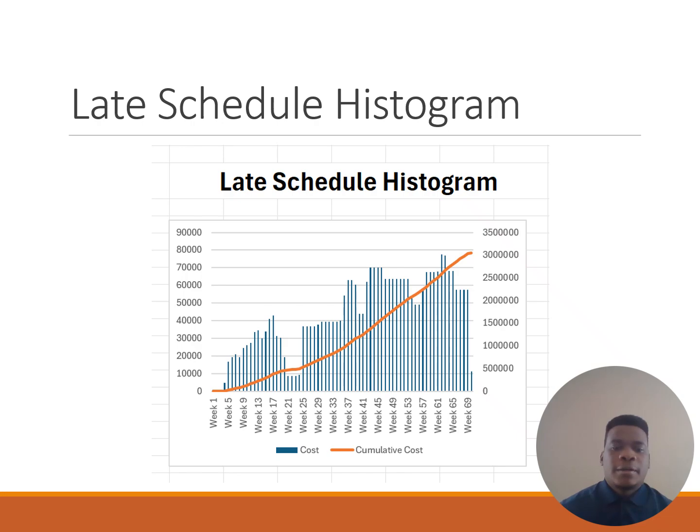And the other histogram is the late schedule histogram, which represents the late start schedule. Compared to the early start schedule, you can notice some costs shifting toward later weeks due to increased float usage. The cumulative cost curve climbs more gradually at first and rises more sharply towards the end. This schedule allows flexibility but may pose risks if delays do occur.